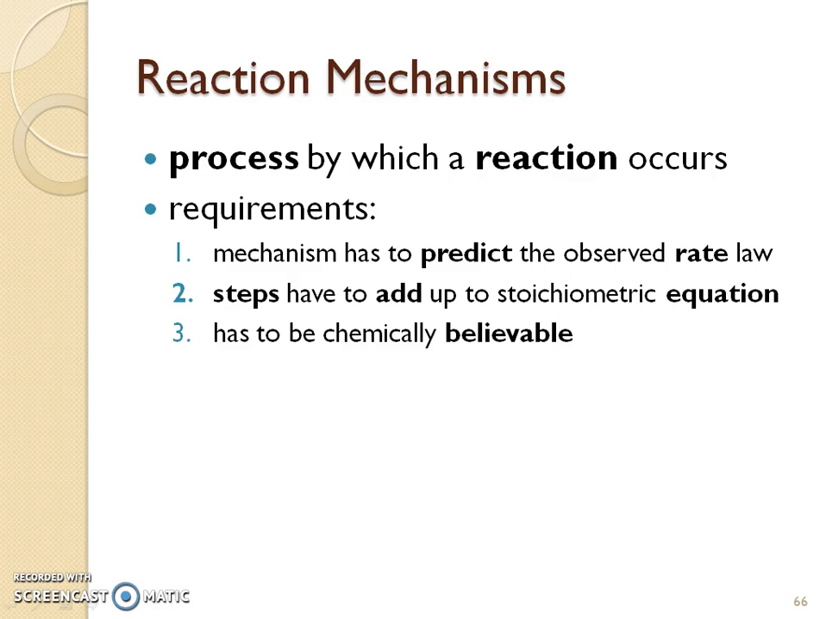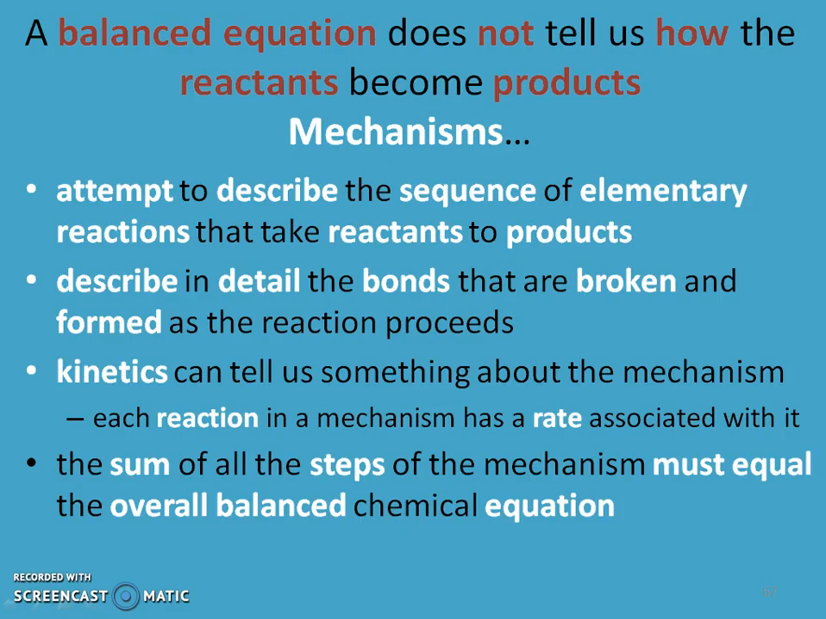So this reaction mechanism is a process by which the reaction occurs. There's three requirements though, right? The mechanism has to predict the overall observed rate law. In other words, one of those steps has to be slow and has to be that rate determining step. Of course, it has to add up correctly, right? It has to add up stoichiometrically correctly to equal the balanced chemical equation. And of course, in the chemistry world, it has to be believable. So read over this, and hopefully this makes sense.